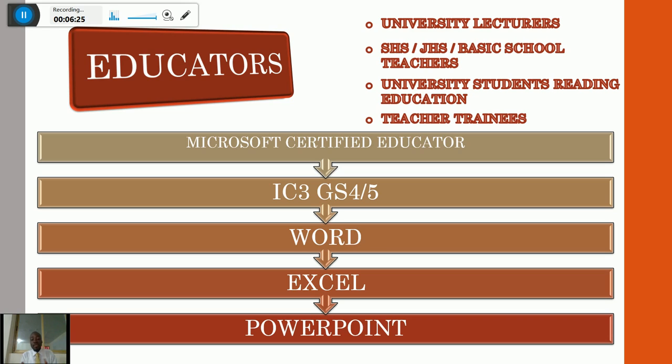Then we have the IC3 GS4 GS5, which looks at three key components. Computing fundamentals, which talks about hardware, software, a bit of networking, a bit of managing your Windows operating system. Then the key applications section, which looks at Word, Excel, Access, PowerPoint, just the basic features. Then Living Online, which talks about how to be safe on the internet, how to write professional emails, and how to be efficient when searching online using Boolean operators. If you need more details, I'll give you my website. You go there, then it will take you to the Certiport website to read more about it.